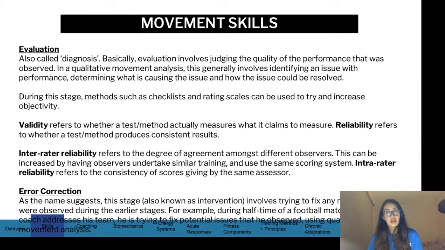Inter-rater reliability and intra-rater reliability are key terms that you must know. They do come up pretty often and you're often asked to compare them. So inter-rater reliability refers to the degree of agreement amongst different observers, and it can be increased by having observers undertake similar training and use the same scoring system. And intra-rater reliability refers to the consistency of scores given by the same assessor.